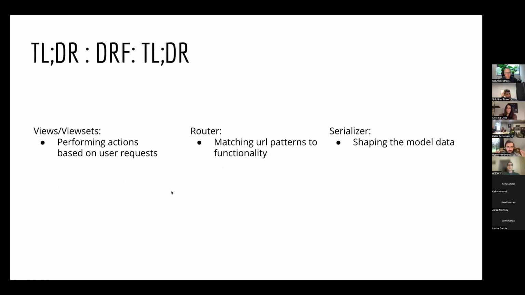So sort of a TLDR to the TLDR would be: views and view sets perform actions based on user requests, the router matches URL patterns to functionality, and a serializer is for shaping the model data, either incoming or outgoing.